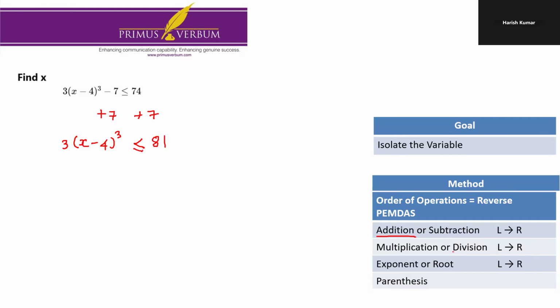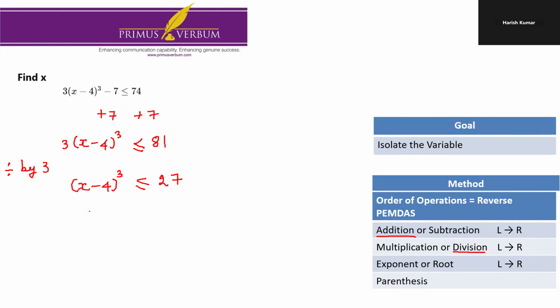Next, we will use division. We will divide both sides by 3. This will give us (x minus 4) whole cubed is less than or equal to 27.